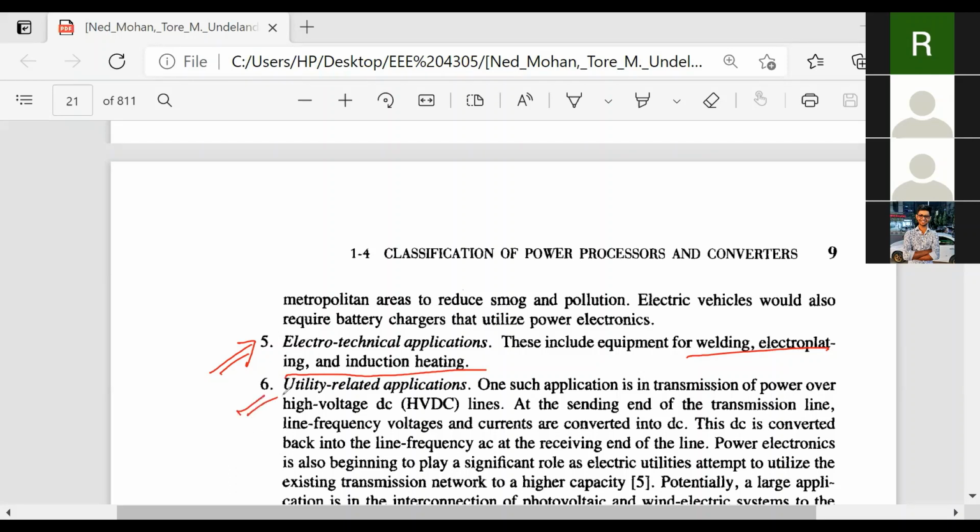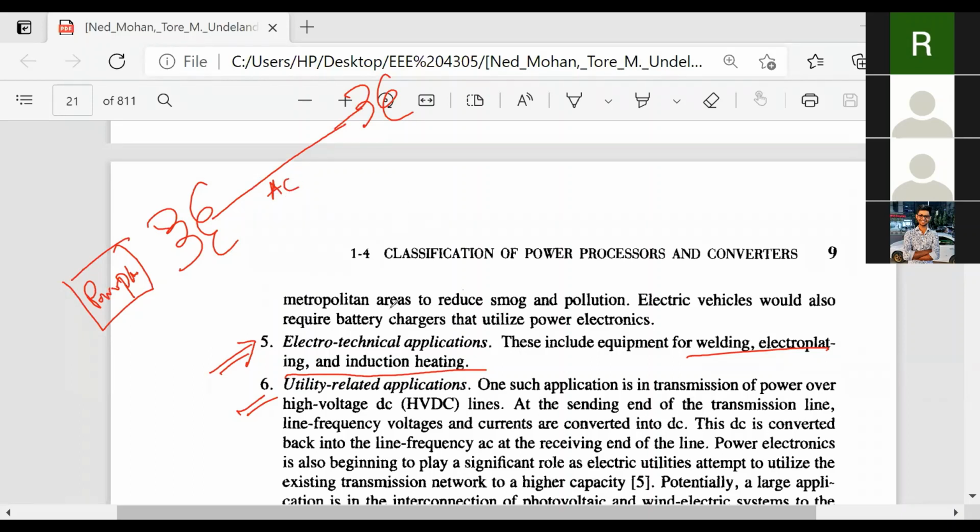And also the utility related application. People never use AC for the very long transmission system, because in an AC transmission system there is some corona effect, and it is a 1,000-mile transmission, not 20 or 50 kilometers. It is 1,000 kilometers. So you have the power plant, you have a transformer, and then if you transmit it to the distribution end, you have to do this again, step down, and this is AC.